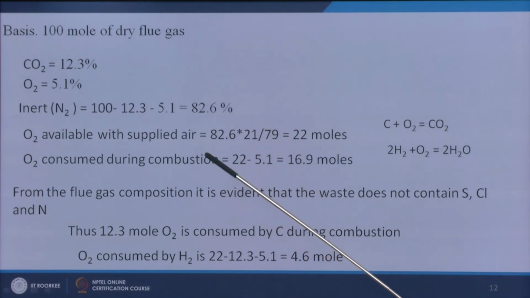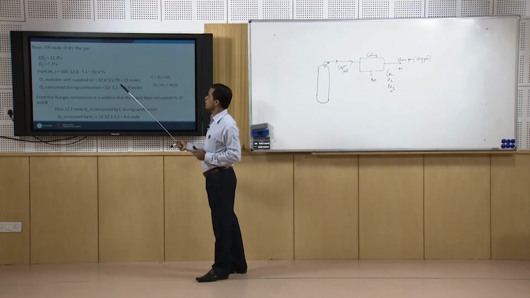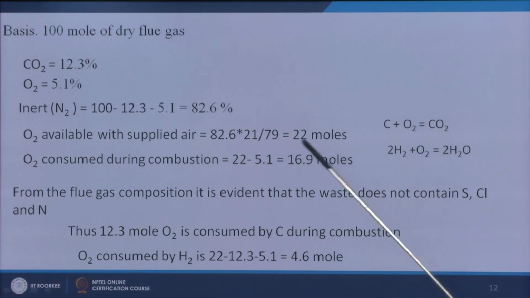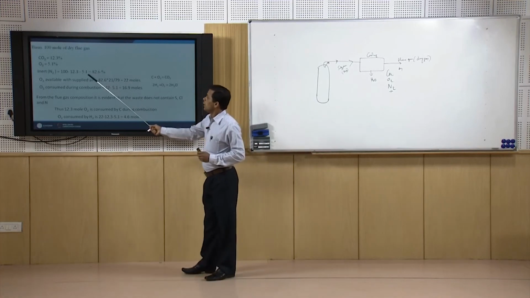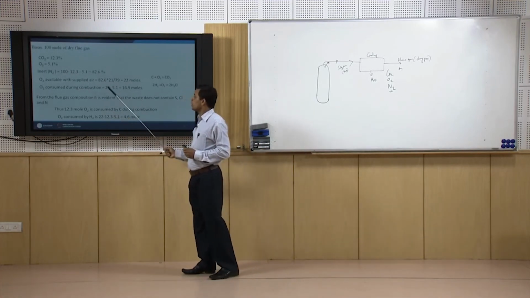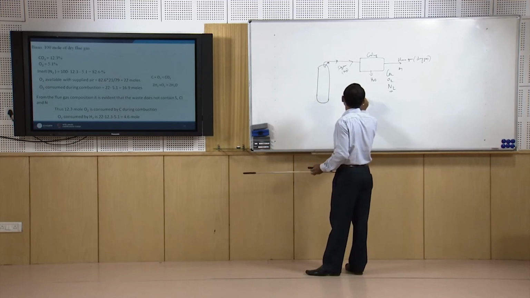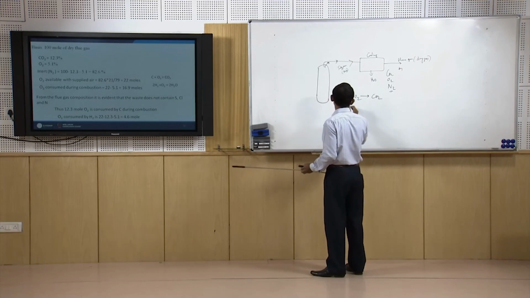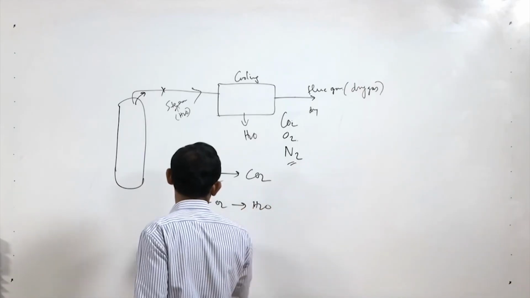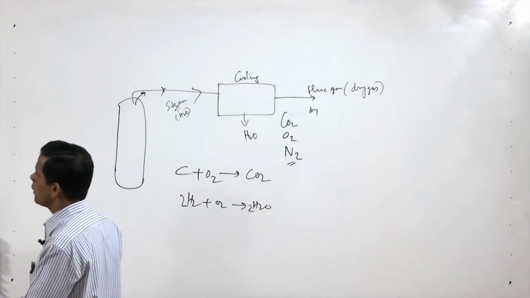So, what is the oxygen available with the supplied air? 82.6 is nitrogen, so 82.6 into 21 divided by 79, as we are assuming 21 is to 79 is the ratio of oxygen to nitrogen in air. So, 22 moles of oxygen is available. Now, how much oxygen is consumed during combustion? 5.1% is available as excess oxygen, so the consumed is 22 minus 5.1, that is 16.9 moles. The reactions were C plus O2 giving CO2, and H2 plus O2 giving H2O.